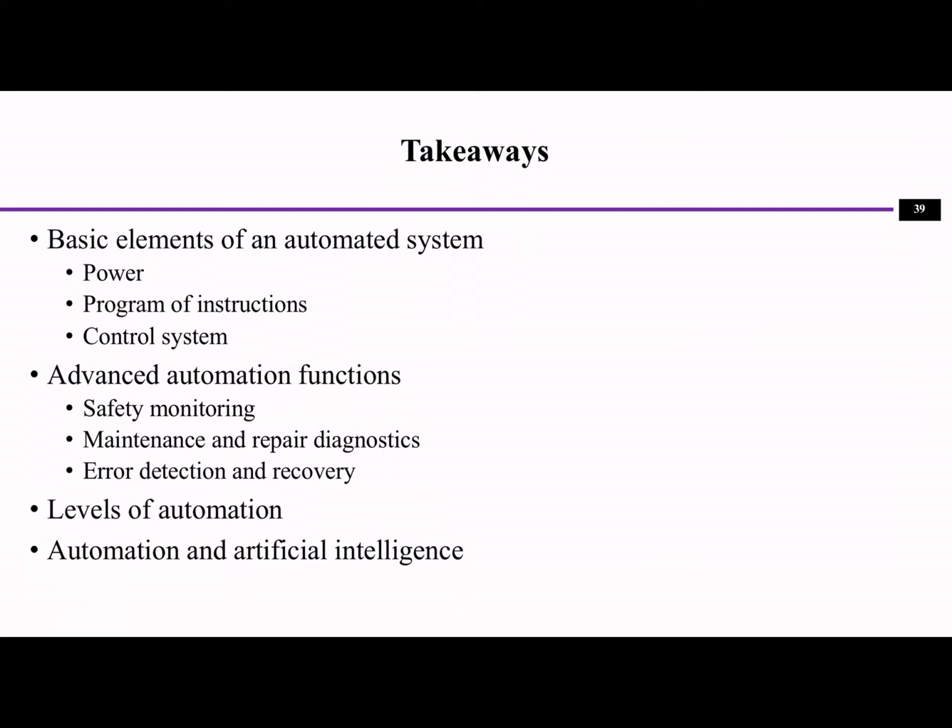All right, so these are some of the takeaways from this lecture. Mainly the basic elements of an automated system, some other functions, advanced automation functions, safety, maintenance, error detection, and also levels of automation. And also how artificial intelligence, machine learning, and data mining technologies are used in automation right now and in the future of manufacturing. That's all for today.